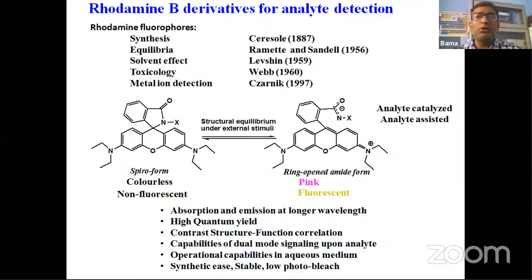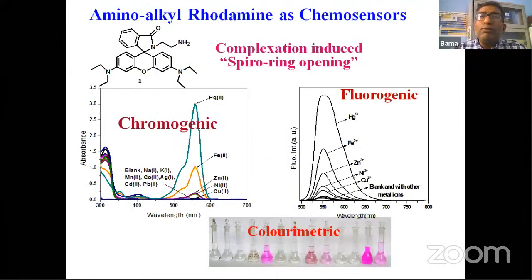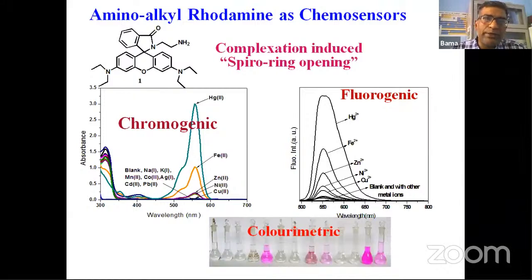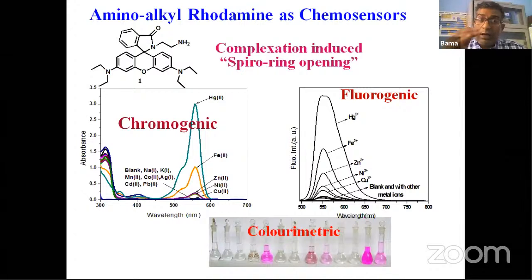So coming to this, we experimented with various photophysical signaling of these kinds of molecules, and first we used them for metal ion detection, basically.